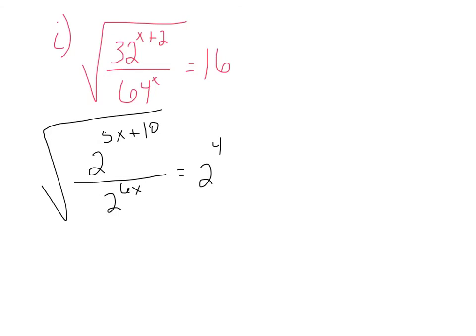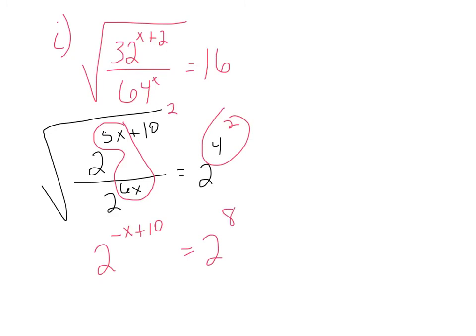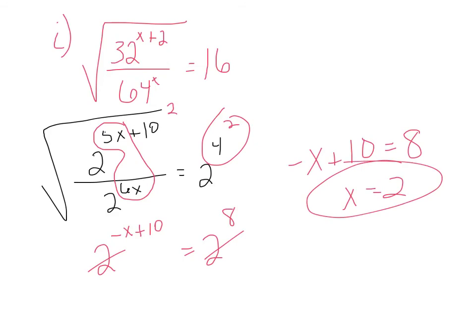Okay, let's see how you did. I need to square both sides to get rid of that square root. And I'm going to go ahead and subtract these exponents because I have the same base on top and bottom. So it really says 2 to the negative x plus 10. On this side, power to a power means I multiply the powers. Bye-bye 2's. Negative x plus 10 is equal to 8. That means x is equal to positive 2. If you got that, give yourself a good old pat on your back. If you didn't get it, then just get it fixed real quick.